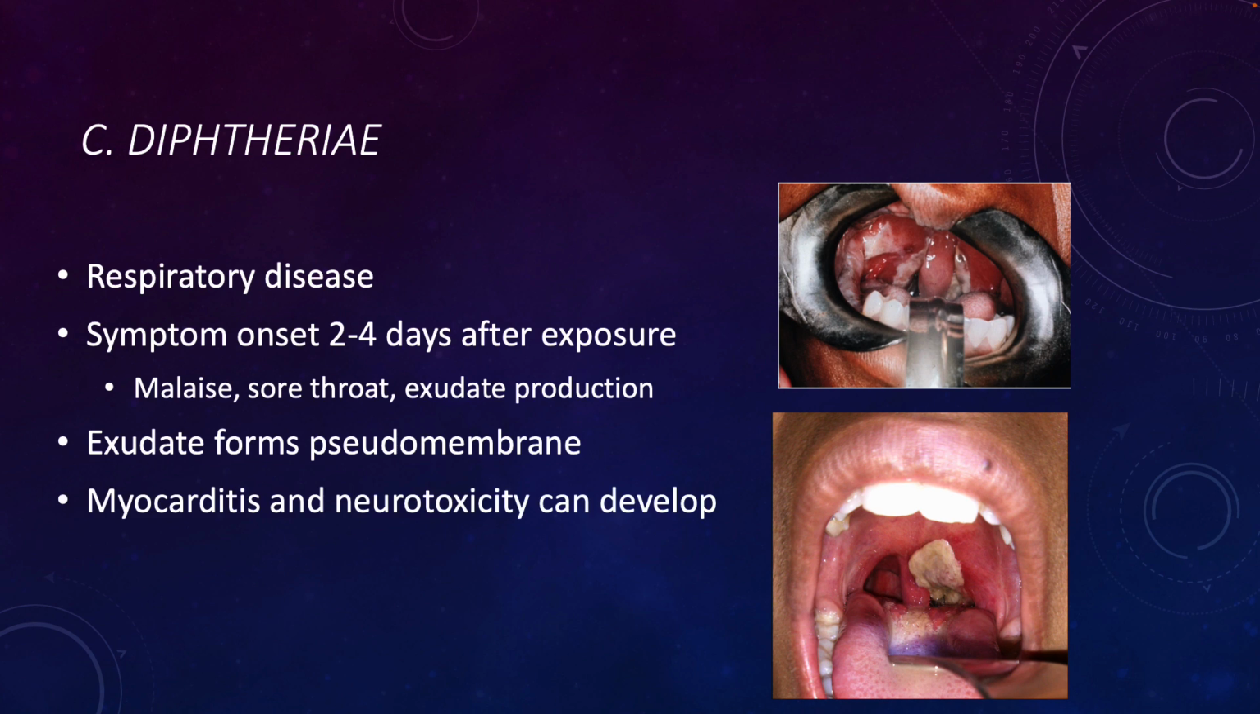Myocarditis and neurotoxicity can develop if the tissue destruction is severe enough that the toxins can get into the bloodstream. You almost never can culture the bacteria from the bloodstream. It's really the production of the toxin and the toxin getting into the bloodstream that causes the issues. One of the other major concerns with the pseudomembrane is that it can grow so large, it can start to cover and grow on the epiglottis and block the trachea, which can cause death from respiratory failure.